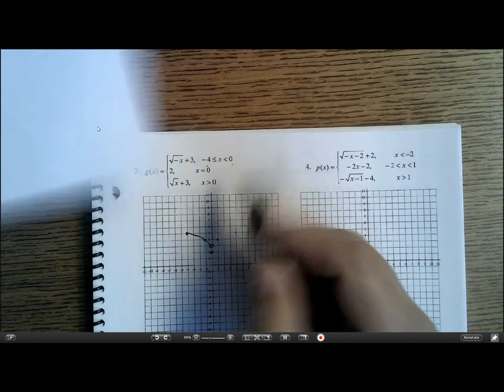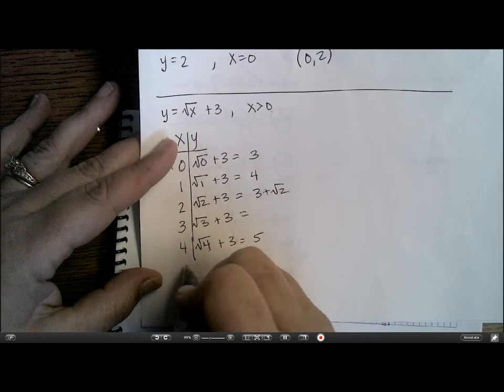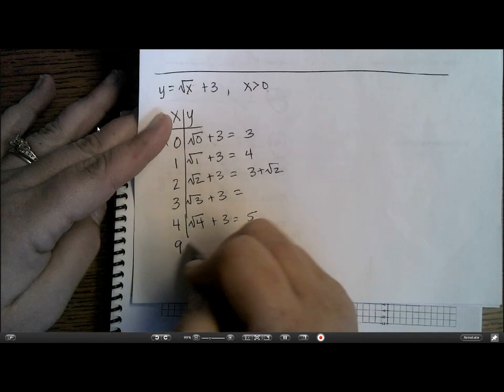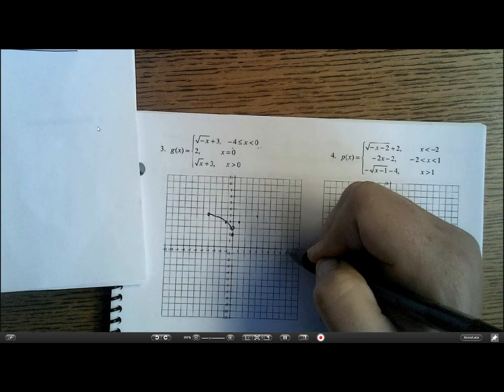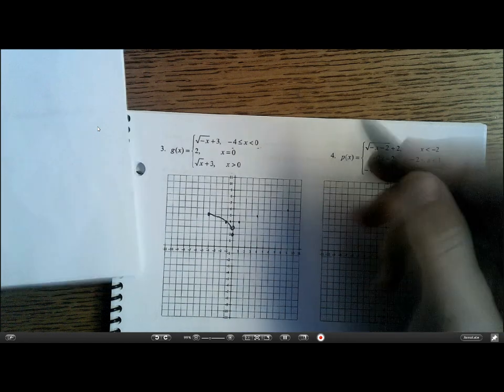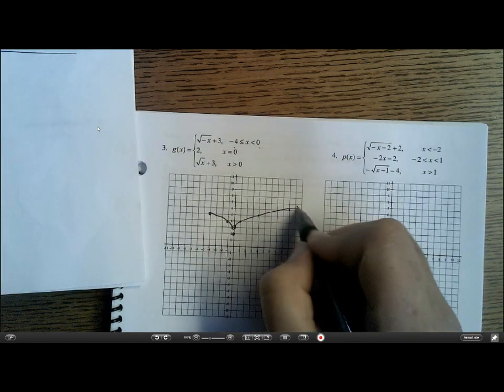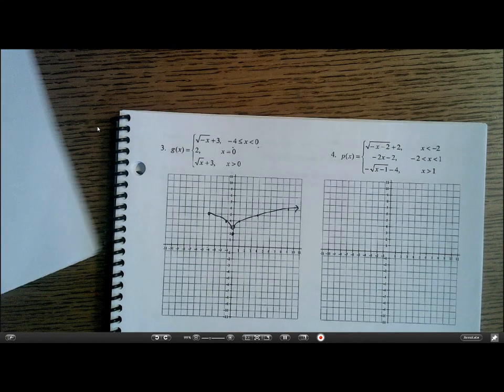Notice that this keeps going on. So the next thing I could do is just put in 9. The square root of 9 is 3 plus 3, which is going to give me 6. So I could go 9 and then 6. And then I have enough to continue like that.